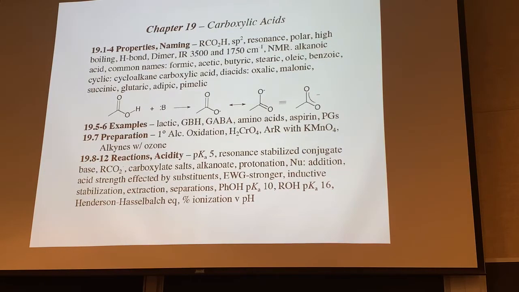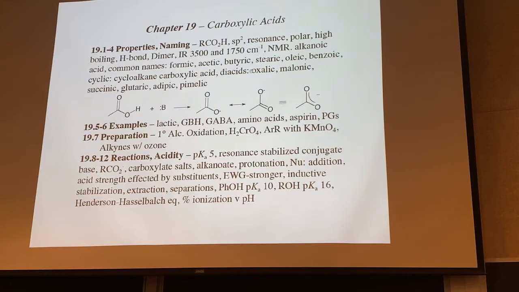The name, alkanoic acid, there's some common names you'll need to know here. I list some of them. Formic acid, well, these are the only common ones you need to know. Formic, acetic, butyric, steric, oleic, benzoic. Benzoic acid we already looked at, right, in chapter 17. So we'll tie some things in here. Cyclic ones are a little bit different to name. They're called cycloalkane carboxylic acids. So they're a little bit different.